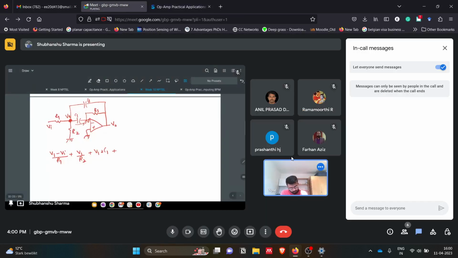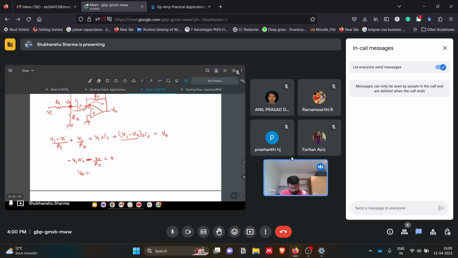Then we have (V1 minus V0) into SC2 equals to V0. And we also have another equation, for this branch, that is minus V1 SC1 minus V0 by R3 equals to 0. So V1 is V0 by SC1 R3. So this is equation 1, this is 2.